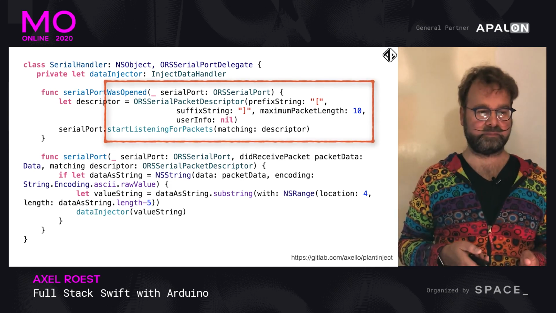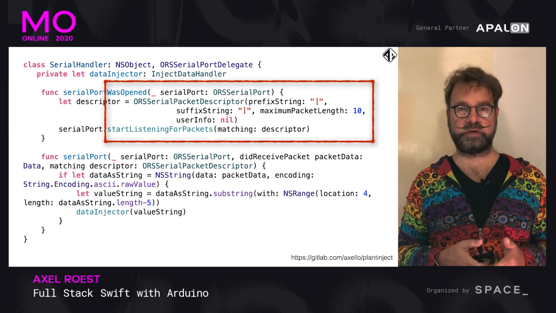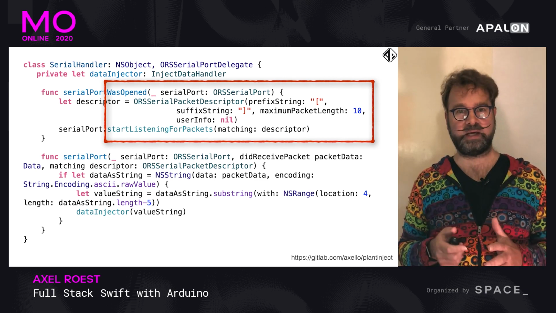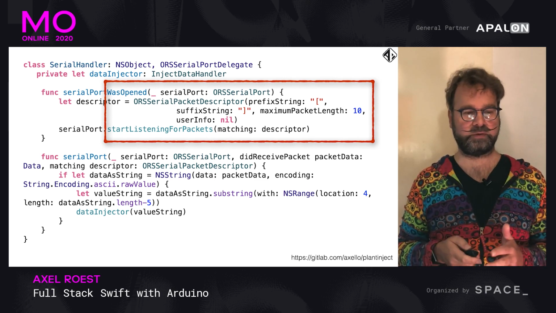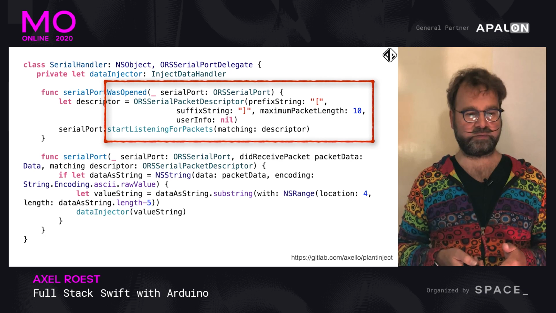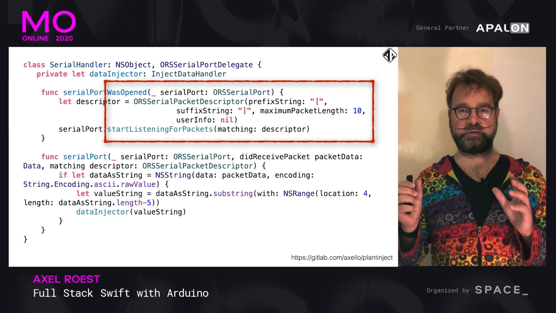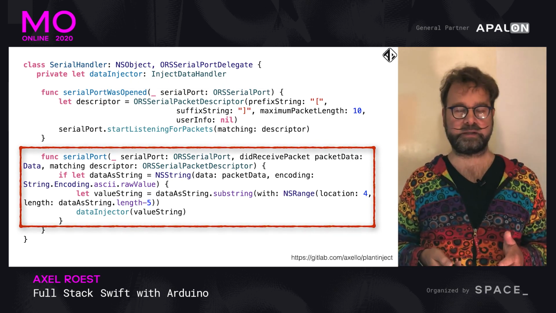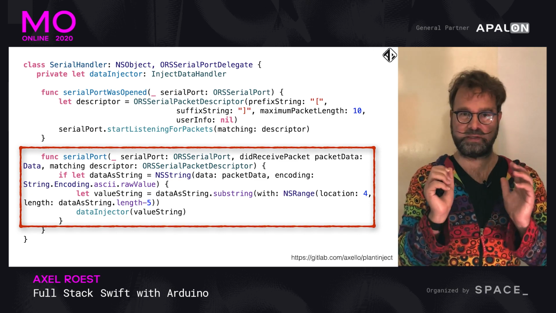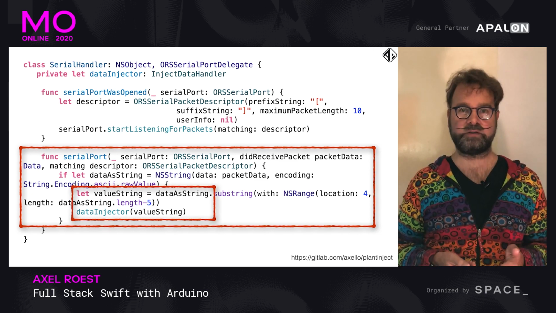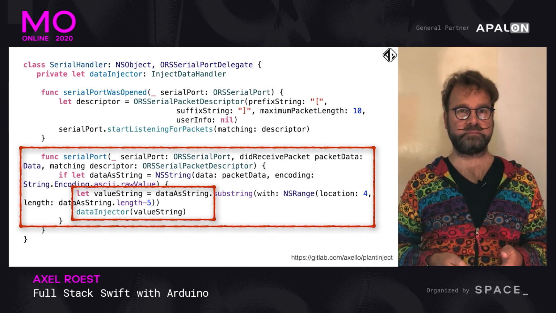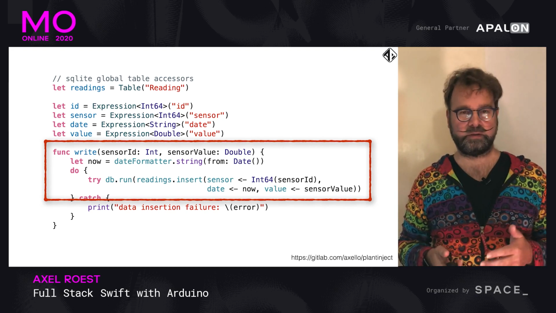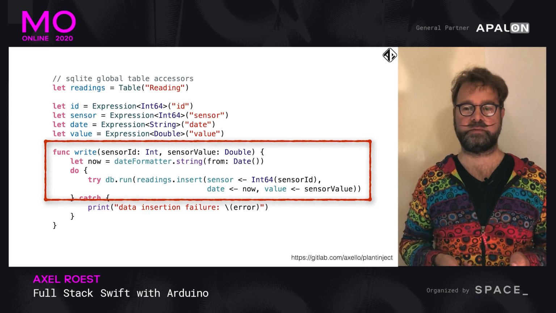And the serial handler uses a nice package that I found called ORSSerialPort. And ORSSerialPort has a feature where it can scan for packets in your data stream, in your serial stream. So here you see a prefix string and a suffix string. And what it does, when it encounters those strings, it calls the delegate method didReceivePacket, and it gives you the string that it found, which you can then directly insert in your data injector. And then the data injector calls the SQLite write routine to insert it into your database.